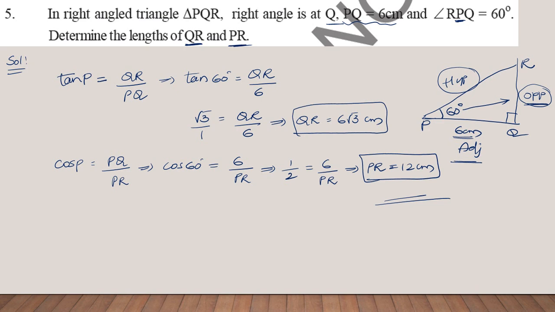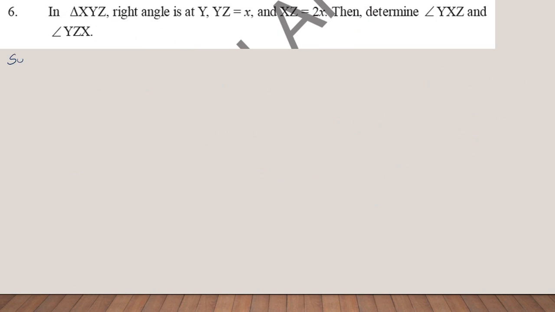Okay, next moving on to question number 6. So this is a generalized question. So what he has given, in triangle XYZ, mostly in this particular trigonometry we are going to deal with the right angle triangles only. So right angle is at Y, that means this is X and this is Z. Now what he has given, YZ is equal to small x. So this is YZ, so YZ is equal to small x, and XZ is hypotenuse here. So XZ is given as 2x. Then determine the value of YXZ and YZX.